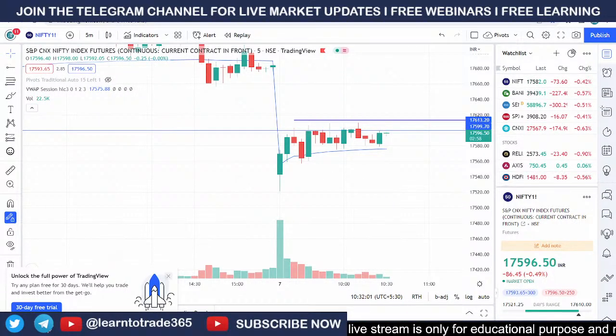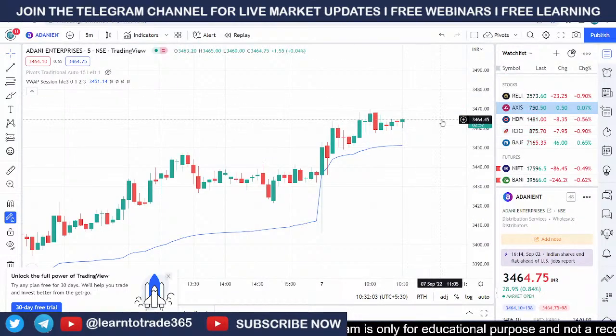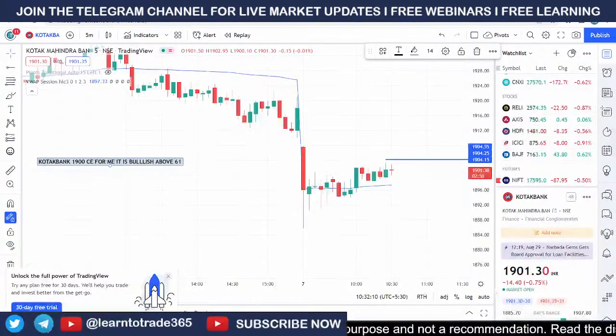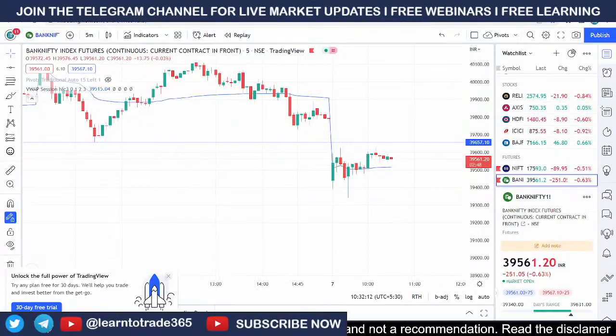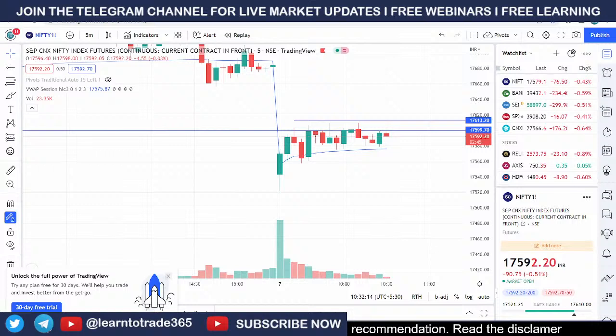Can Adani Enterprises give a breakout? Yes, Adani Enterprises above 3471. I have already mentioned I am bullish on Adani Enterprises above the 3471 levels. From morning, the levels are ready for me, above 3471 levels, for a bullish scenario trade to play out.